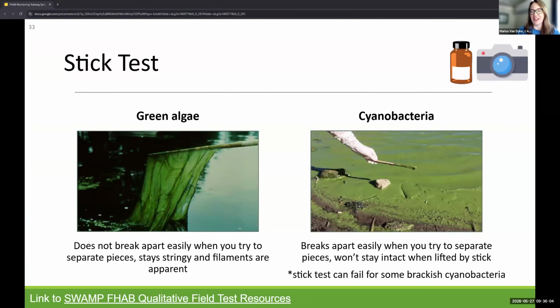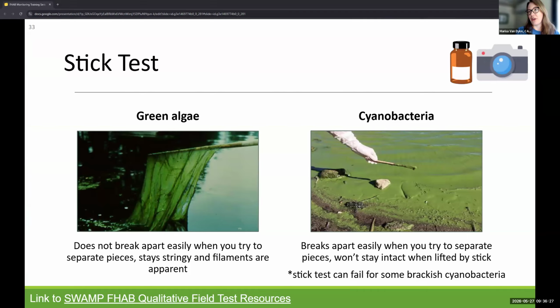And these tests include the stick test, a gloved hand test, and a jar test. These were developed nationally in the FHAB community and are processes that we routinely implement. So first off is the stick test. You can grab any stick or you can use a forceps. You kind of dip and pinch the material.